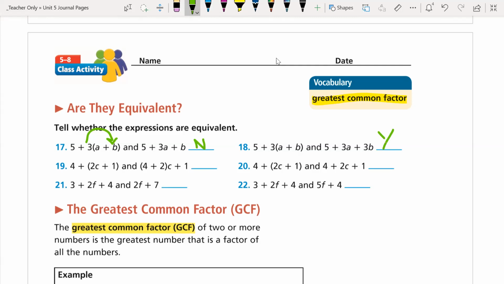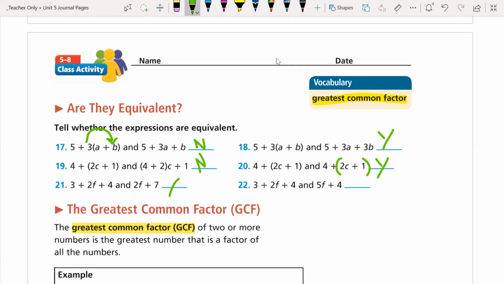Okay, 4 plus 2C plus 1 and 4. No, I already know that that's not going to work because there was no distribution. All they did was change where the parentheses were, and that doesn't work. Number 2, 4 plus 2C plus 1 and 4 plus 2C plus 1. Let me think. Looks good to me. The only thing that they did was they changed where the parentheses were, but it doesn't affect the outcome of the solution. So yes, these are equivalent.